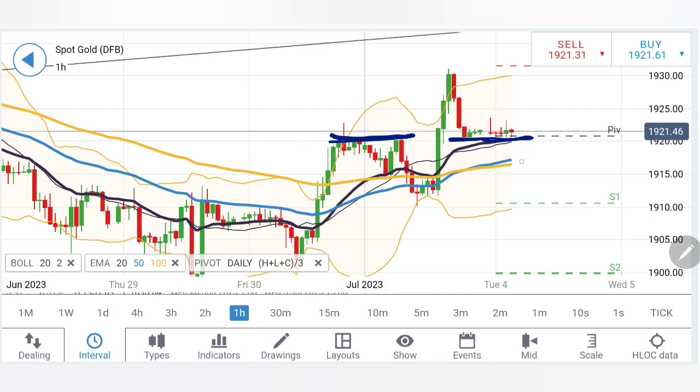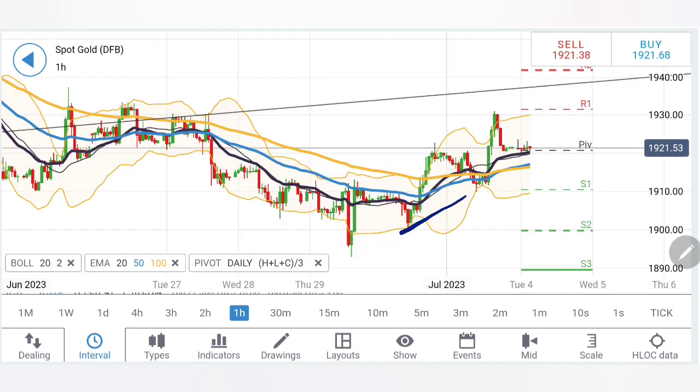Hence, I will recommend you to sell only and only if you see gold trading below 1915 levels. Below that, 1910 is very strong support. You can see 1910 here and here at these levels, and hence only below 1910 can bearishness prevail, where you can expect gold to trade more bearish.